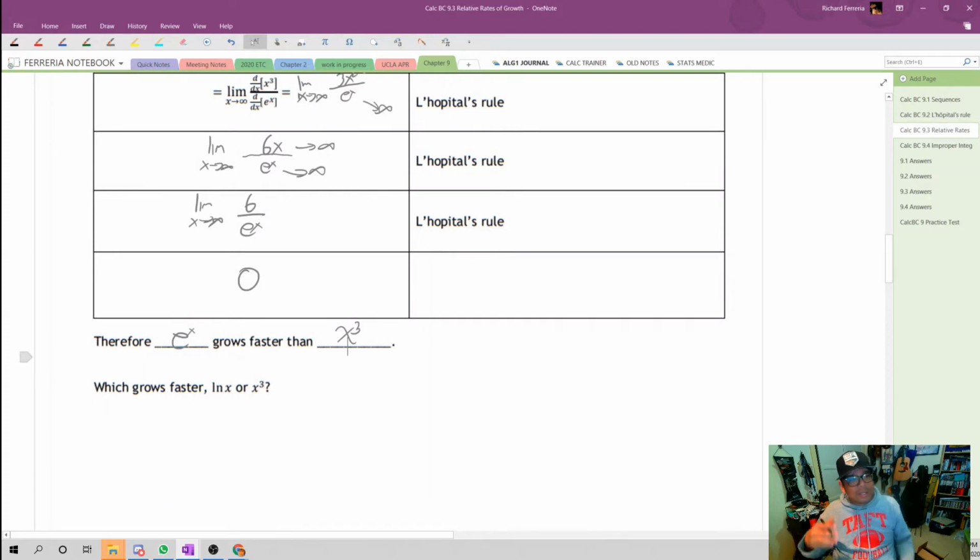Okay. So this works for any pair of functions. As long as you can evaluate the limit, you can tell which function is going to grow faster.